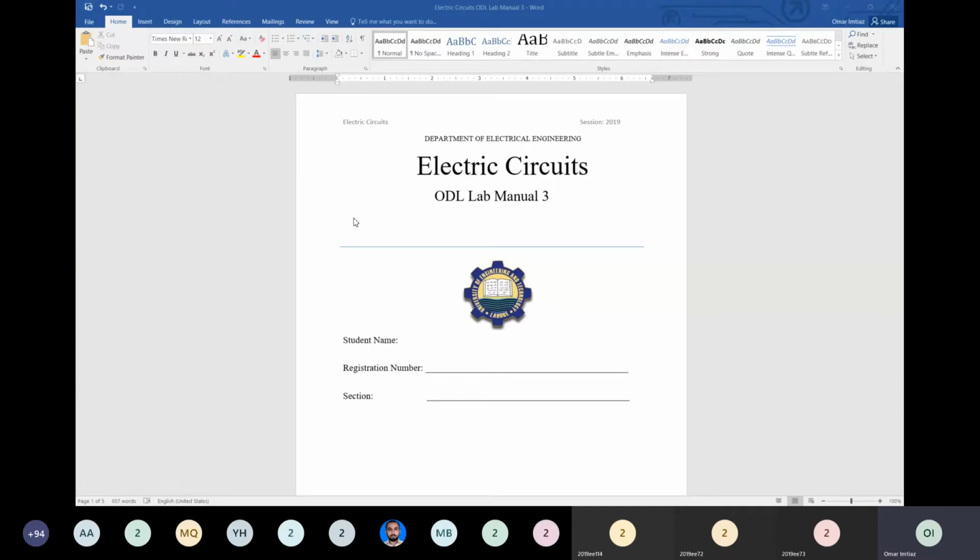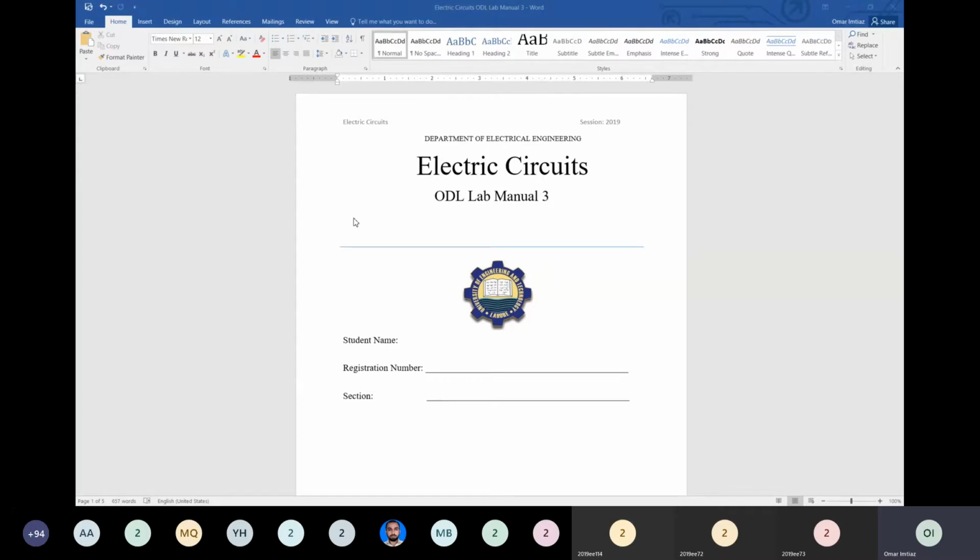So electric circuits ODL Lab Manual 3 focuses on operational amplifiers. You have already covered the basics of operational amplifiers in your circuit analysis theory by Dr. Khalid, and you're already familiar that it has a plus VCC, a minus VCC, a non-inverting terminal labeled as positive, an inverting terminal labeled as negative, and an output terminal as well. These are the 5 important terminals associated with an operational amplifier.